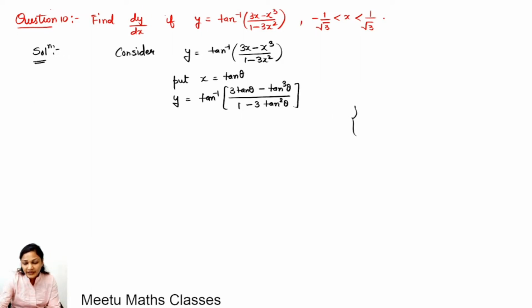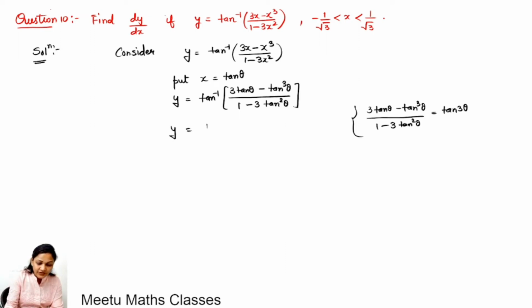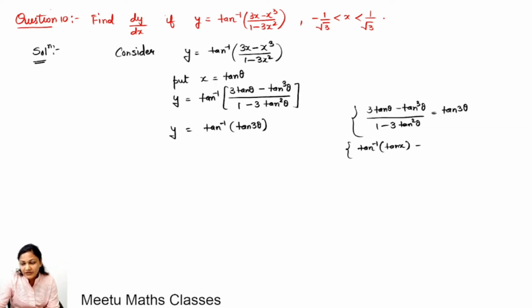Now we know that 3 tan theta minus tan cube theta upon 1 minus 3 tan square theta is equivalent to tan 3 theta. So your function will become tan inverse of tan 3 theta. Now we know that tan inverse of tan x is equals to x for all x lying in the open interval minus pi by 2 to pi by 2. So first of all, we are going to check whether 3 theta lies between minus pi by 2 to pi by 2 or not. Here we use this.